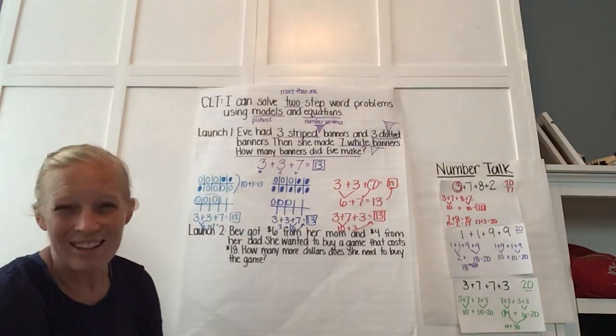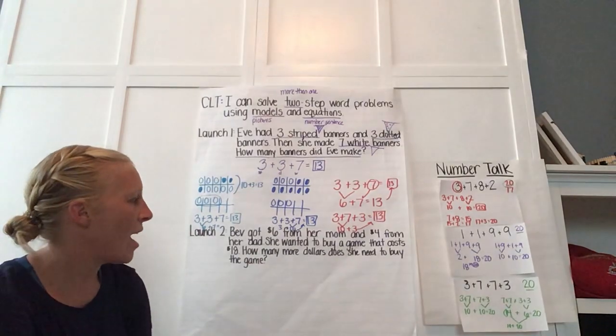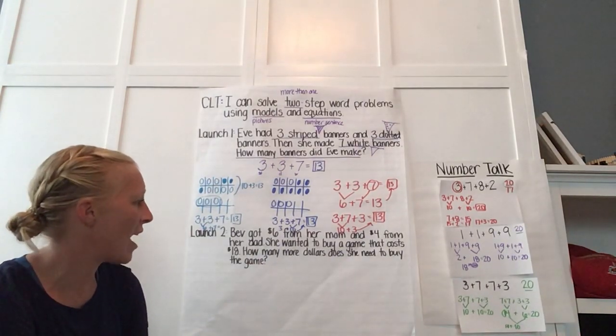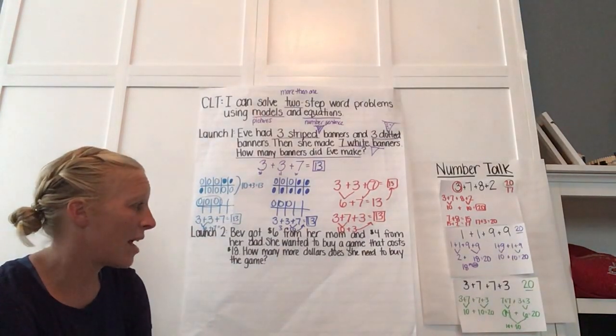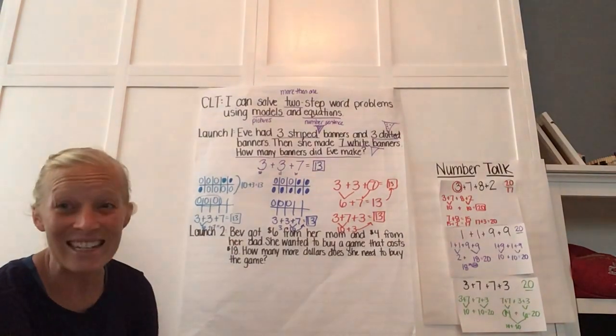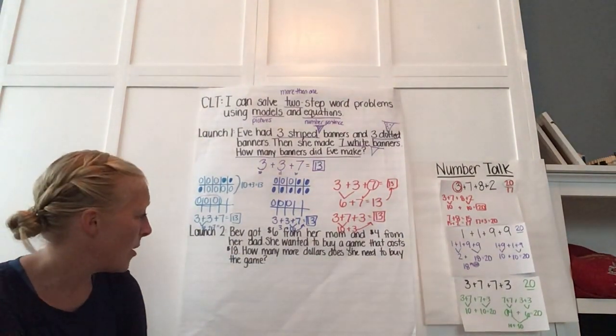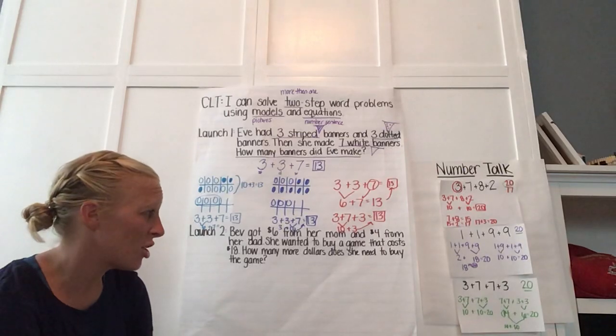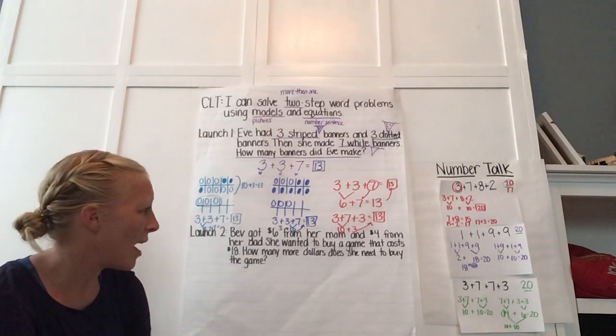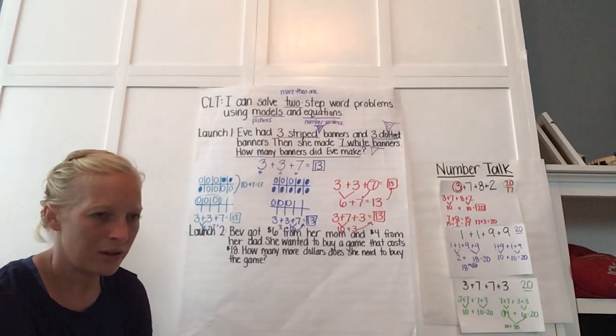Bev got $6 from her mom and $4 from her dad. She wanted to buy a game that costs $18. How many more dollars does she need to buy the game?